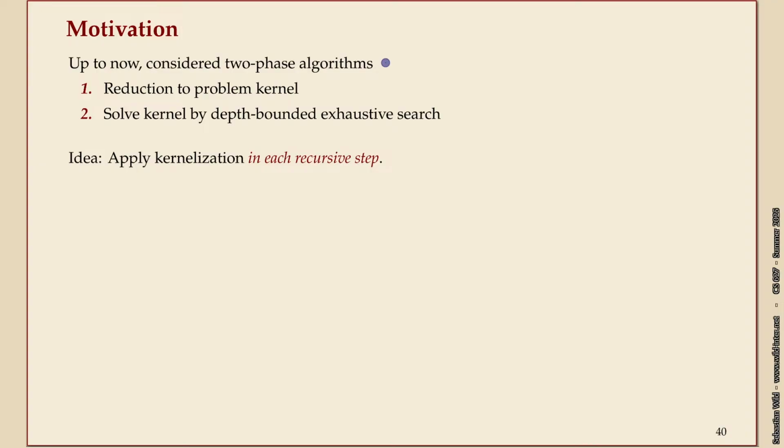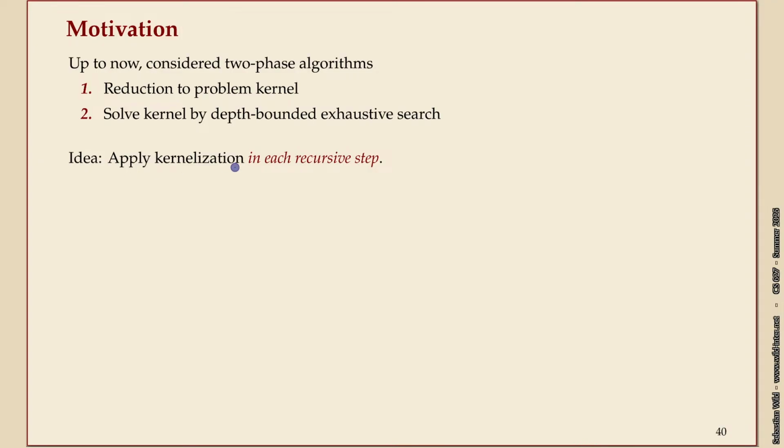So far, the algorithms conceptually had 2 phases. We first applied some reduction rules. I called it pre-processing initially, or kernelization if it has specific guarantees. And then you end up with a problem kernel where everything is bounded in size by the parameter. And then you solve this kernel with a depth-bounded exhaustive search, where depth-bounded really means there's a parameter where you count down, and as soon as that reaches 0, you stop whether or not the instance is solved.